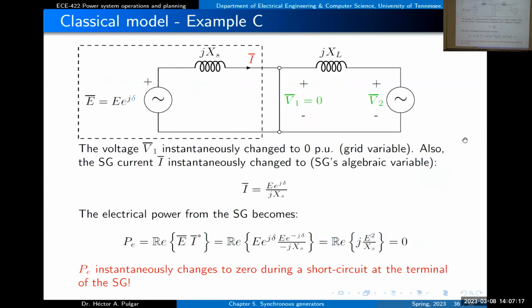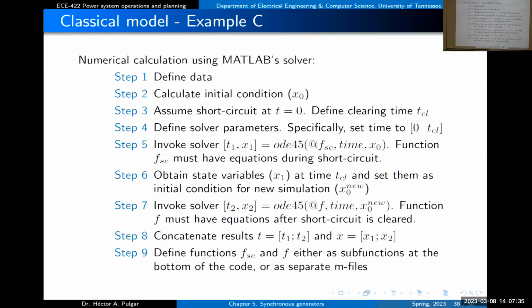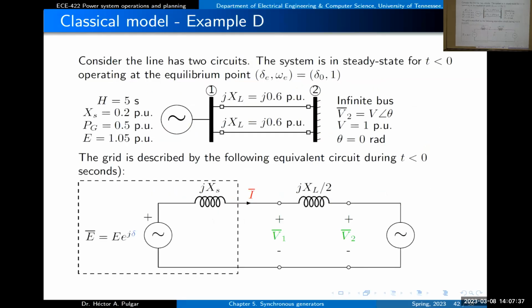Okay, so we're going to consider another situation, because the disturbance that we considered is a 3-phase short circuit at the terminal. When we have this, the electrical power coming out of the generator is 0. But what about if the fault happened in some other part of the system? We have another example here to consider that case. This is the same system, but the line now has 2 circuits. These are like the towers where you have 3 phases on one side and 3 phases on the other. So you increase the power transmission of the line.